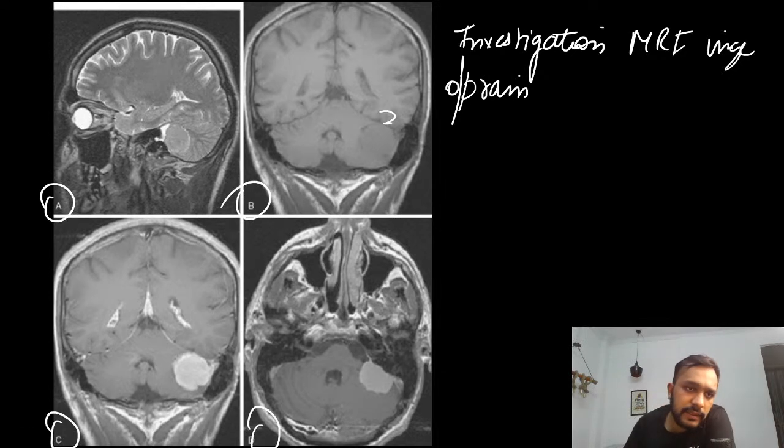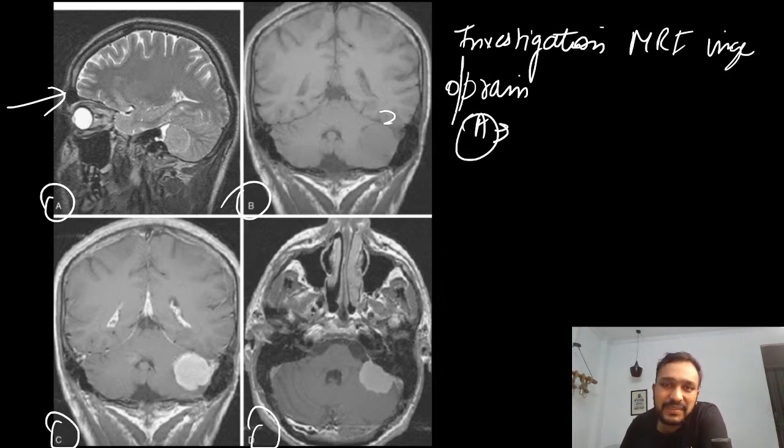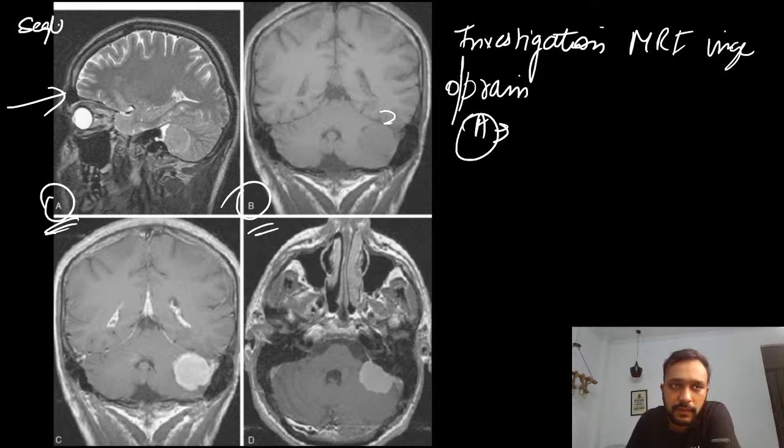Okay, you have to identify the sequences as well. Identify the sequence A. Which sequence is being shown to you in the image A? Very good, Akash. I have labeled the images A, B, C, and D. Image A, are you saying it is a T1 weighted image? So identify the sequences. Which sequence is being shown to you in the image A?